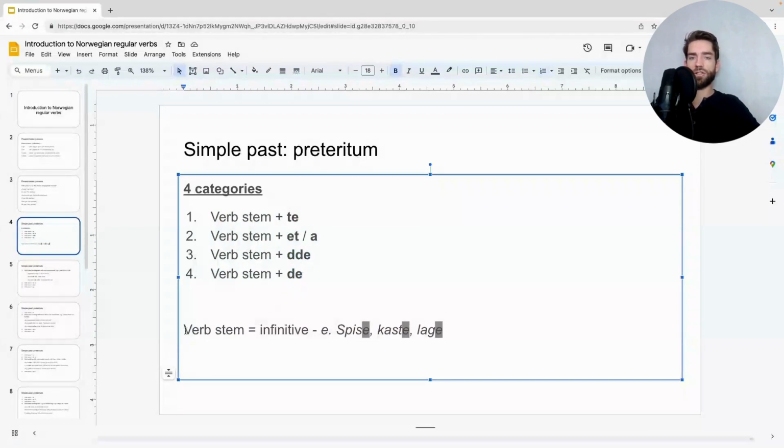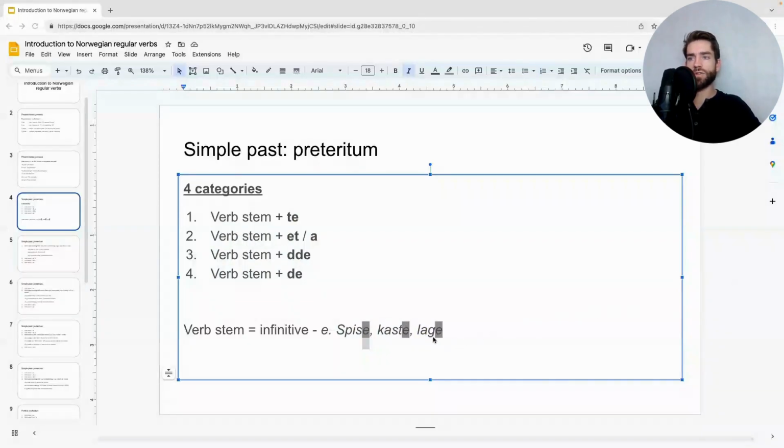So before I show you those 4 categories, we have to talk quickly about what a verb stem is. Because we need to always work with a verb stem. So if you have an infinitive, you just remove the e, and then you get to the verb stem. So å spise, to eat, becomes spis. So this is what we're working with, this word without the e. That's where we put on, for example, one of these suffixes, and I'll show you which one. Kaste, remove the e. Lage, remove the e. So sometimes the verb does not end with this unstressed e at the end, in which case we do not need to do anything with the stem. We already have the stem in that case.